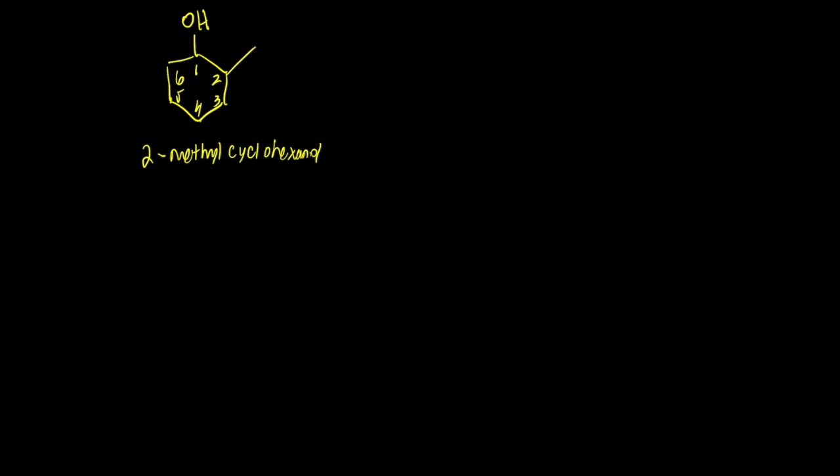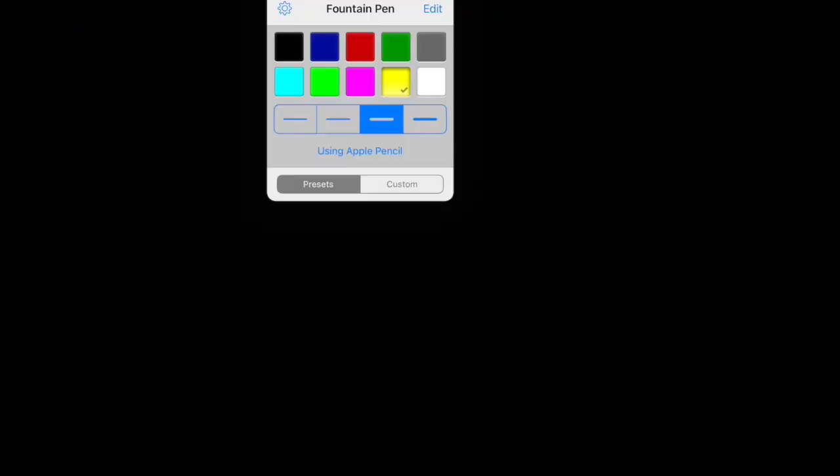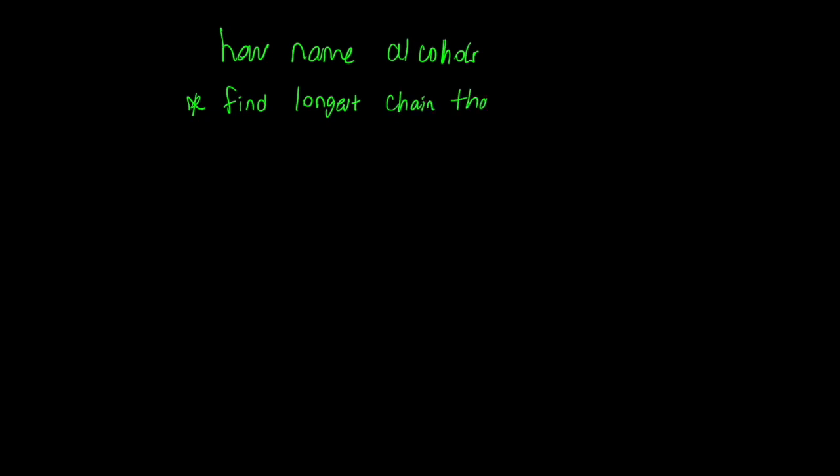Number 5 is to draw structures for the following. Draw the structure or name the structure, depending on if you have a structure or a name, respectively. So if you need to know how to do this, let me talk about how to name alcohols really quick. It's very simple. Now, what you do is you find the longest chain that contains the alpha carbon. The alpha carbon contains the OH. Okay, so there's your alpha carbon.